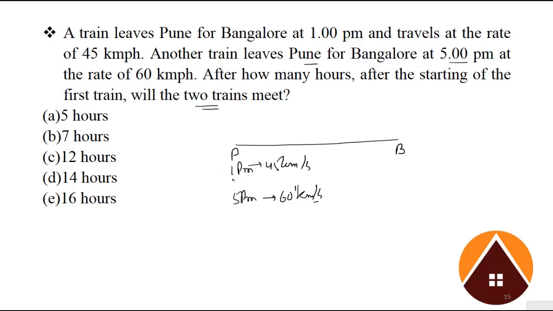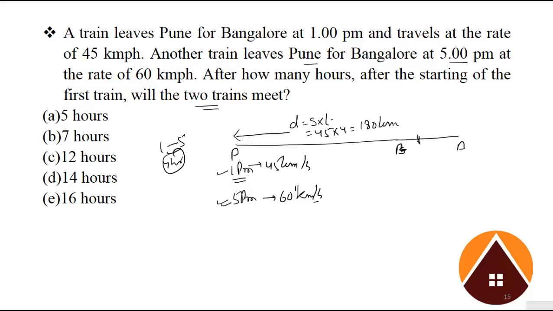Now you can see that this train starts at 1 p.m. and this train starts at 5 p.m. So from 1 to 5, that is in 4 hours, the first train might have gone how much distance? Distance is equal to speed into time, right? So the speed of the first train is 45 and the time is 4 hours. So it has gone how much distance? So 160 plus 20, that is 180 kilometers. Say Bangalore is here. So it has gone somewhere 180 kilometers, right?